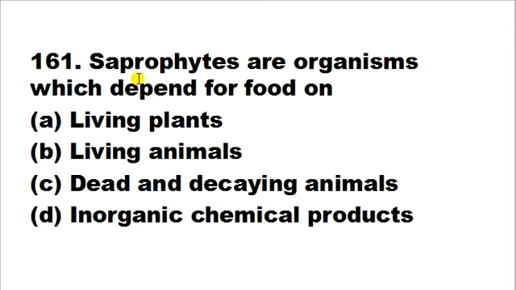So this is the type of saprophytic nutrition that is followed by the saprophytes. So here the correct answer would be C. That means saprophytes are organisms which depend for food on dead and decaying animals.